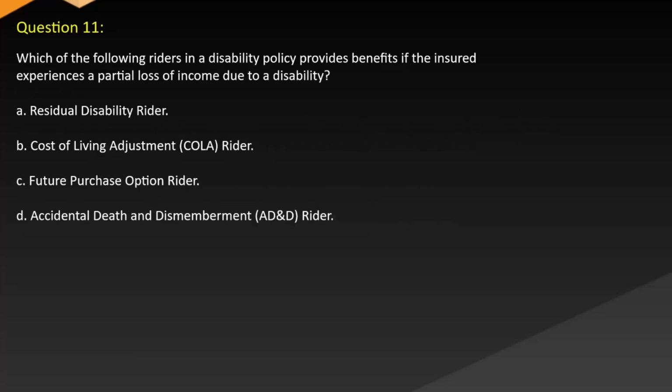Question 11. Which of the following riders in a disability policy provides benefits if the insured experiences a partial loss of income due to disability? A. Residual disability rider. B. Cost of living adjustment COLA rider. C. Future purchase option rider. D. Accidental death and dismemberment AD rider.